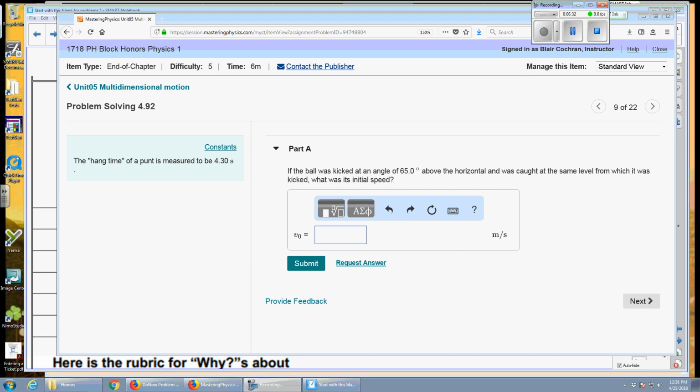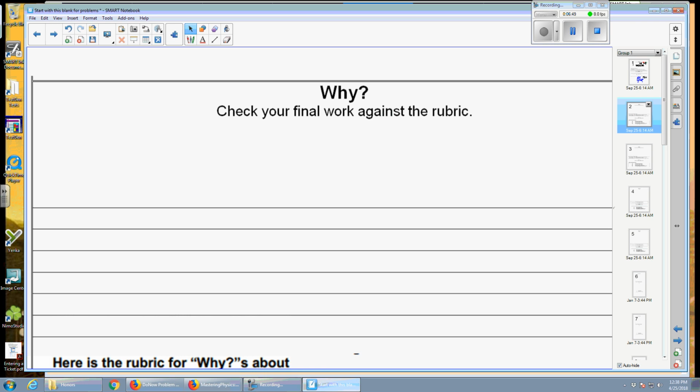All right, so number 9. The ball is kicked at this angle above the horizontal and it's caught at the same level as it was kicked. What is its initial speed? All right. So we know the ball is a projectile, so that's why I would start off with just your generic y.